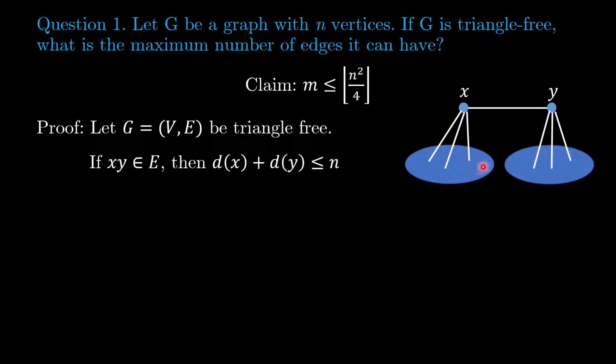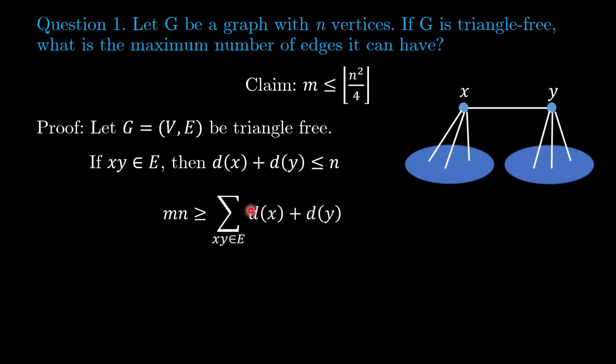Why is this the case? Well, if there's no triangle in G, then the fact that xy is an edge means that x and y cannot have any common neighbors. So the neighbor set of x and neighbor set of y are disjoint. The degree of x is the size of this neighbor set, and the degree of y is the size of this neighbor set plus 1 for x. And the total number of vertices in this diagram here is at most the number of vertices of G. So the degree sum is at most n.